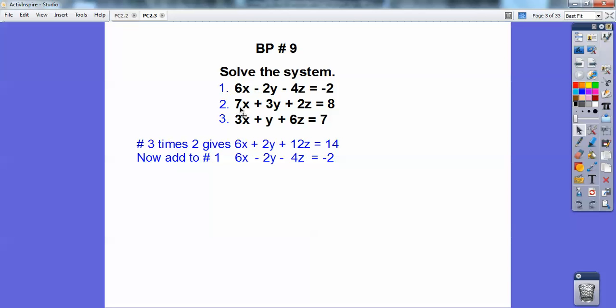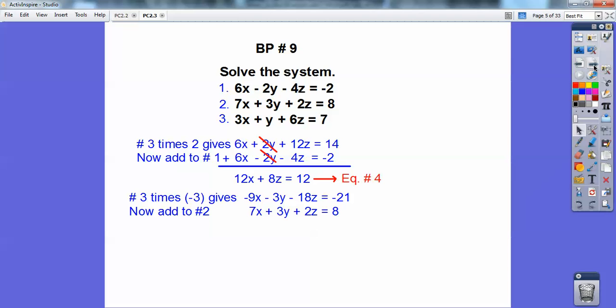Okay, so this times 2 is 14x, times 2 is 6y. I'm sorry, this one times 2, sorry. 6x and then plus 2y plus 12z equals 14. Then I just slid equation number 1 down below it. Now I can add them together, and the y's cancel out. Now what I want to do is get rid of y's with equation 1 and equation 2, I'm sorry, equation 3 and equation 2 this time.